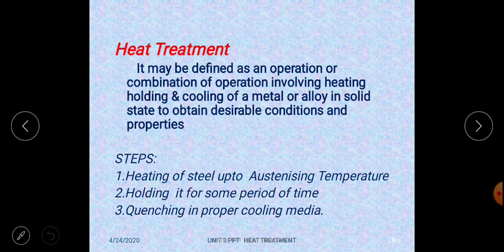So why do we have to perform this? To obtain the desirable conditions and different changes in the properties. So what are the different steps? First one, heating of the steel up to austenitizing temperature. So what is this temperature? Greater than 727 degrees Celsius or more than that. Next one, holding at that same temperature for some period of time. That period may vary according to the type of heat treatment. Next one, then cooling it, or quenching we can call it, in a proper cooling media. Based on the media we'll get the different products in the heat treatments.